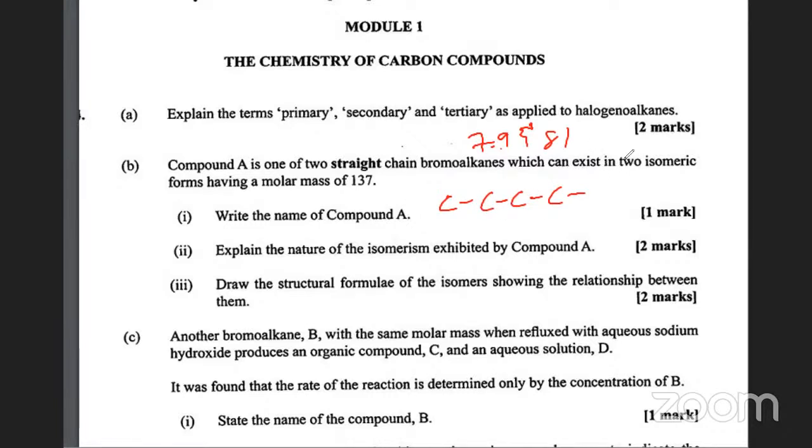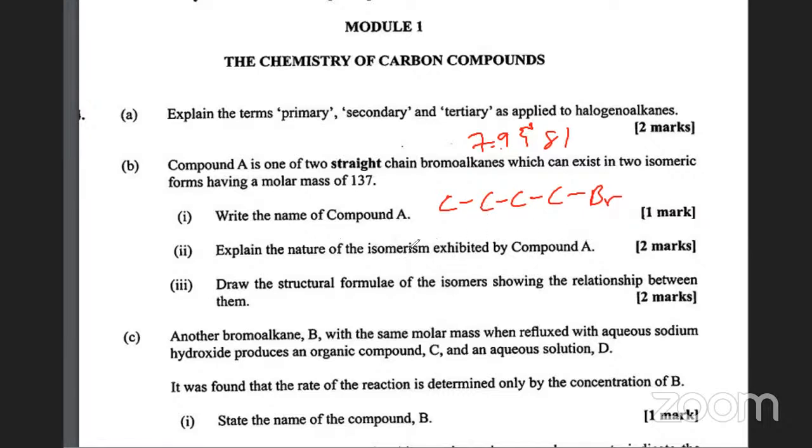If it's a straight chain, and it is also an isomer, what type of isomer would it be? We have our bromoalkane that is a straight chain. What type of isomer? Structural. Right, but you have 3 types: chain, positional, and functional group. Positional. Right, has to be positional. So this would be bromobutane. And then part 2, explain the nature of the isomerism exhibited by compound A.